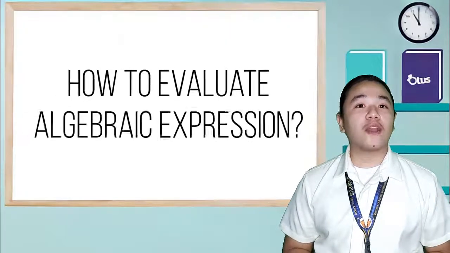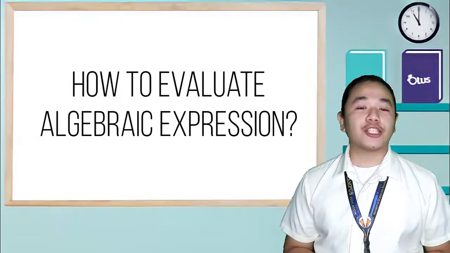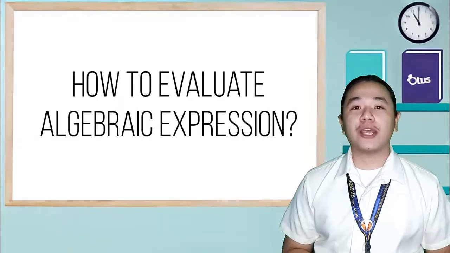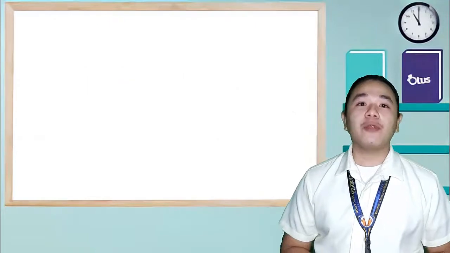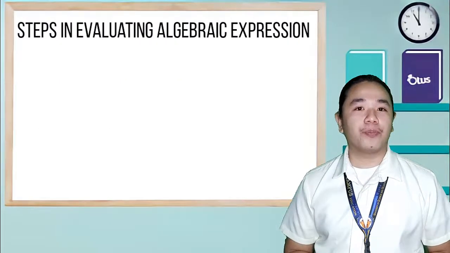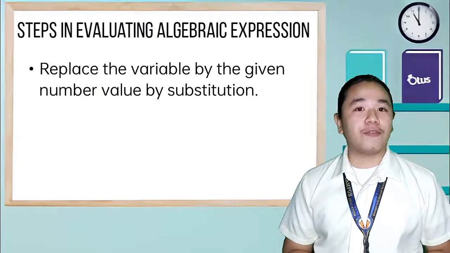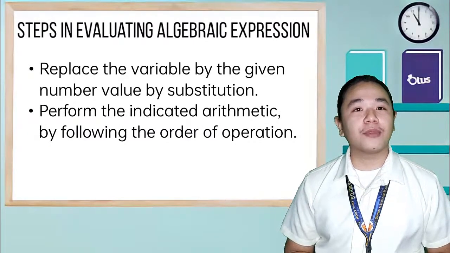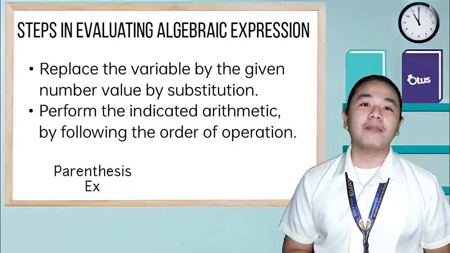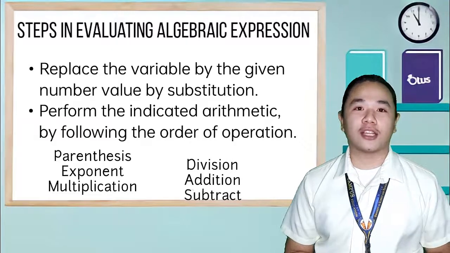The question is how to evaluate an algebraic expression. To evaluate an algebraic expression means to determine the value of the expression for a given value of each variable in that expression. And we have two steps that we need to follow. The first one is to replace the variable by the given number value by substitution. And second is to perform the indicated arithmetic by following the order of operations, and that is PEMDAS. PEMDAS means parenthesis, exponent, multiplication, division, addition, and subtraction.